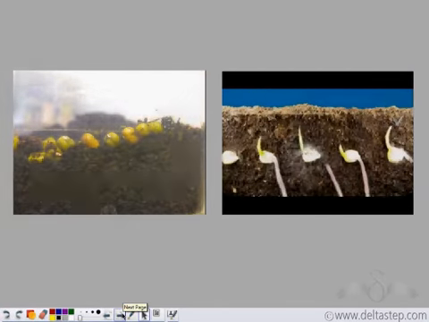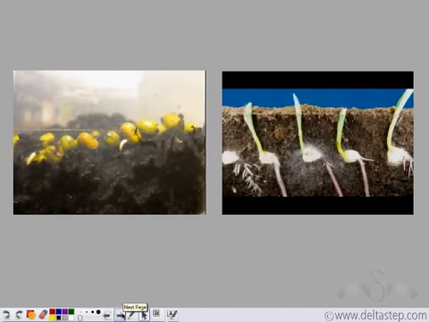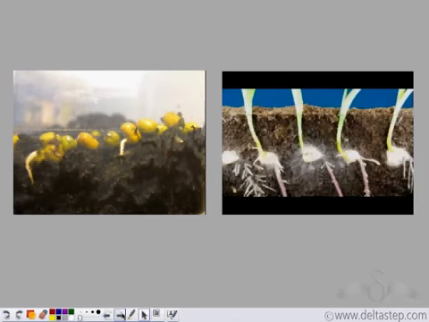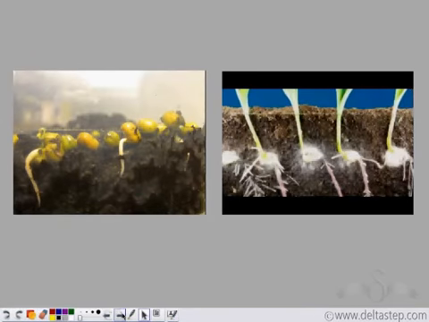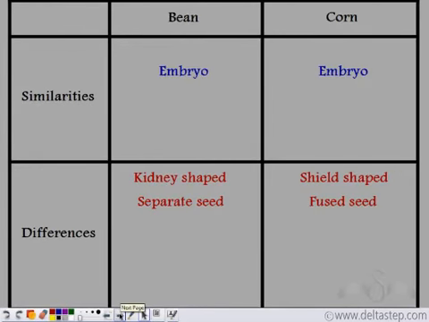This is a bean seed, this is a corn seed. See, both of them grow into a new plant. So from here, we can say that both these seeds have an embryo. So this is the first similarity between bean and corn. And that is, both of them have an embryo inside which grows into a new plant.